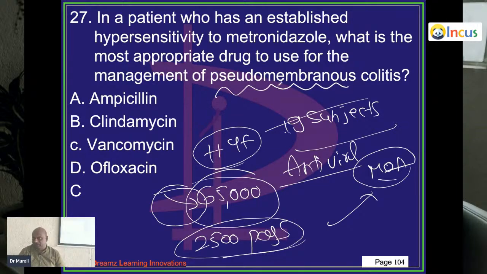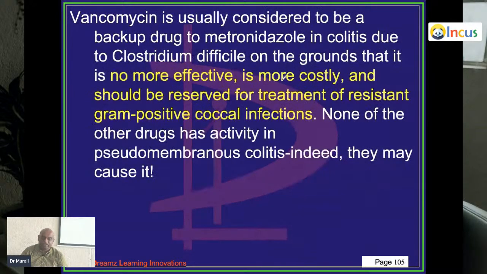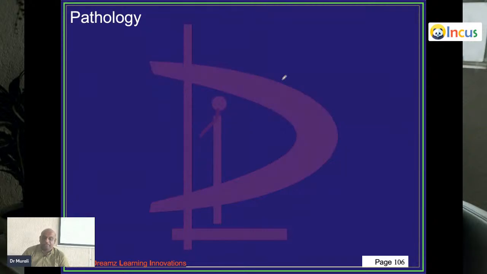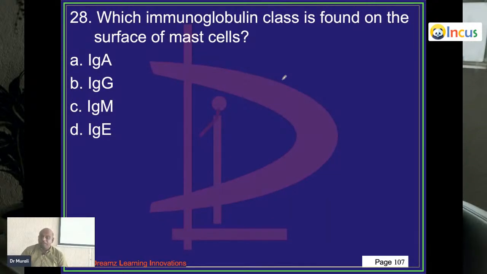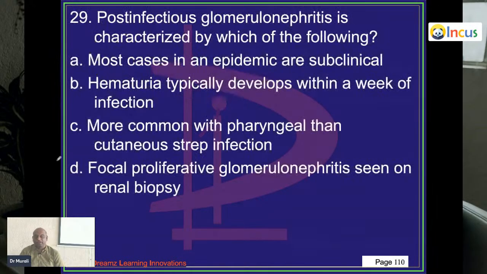In pseudomembranous colitis, vancomycin is considered to be the treatment of choice. Now, in anaphylactic reactions on mast cells, it is the immunoglobulin E which is very, very important.